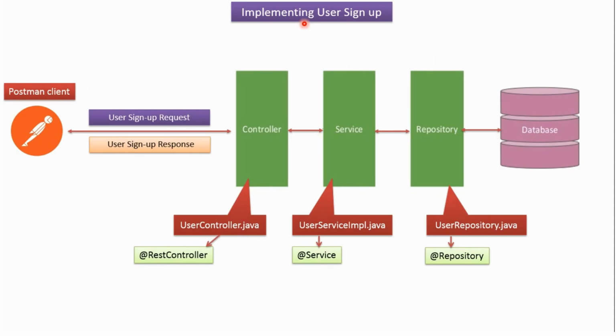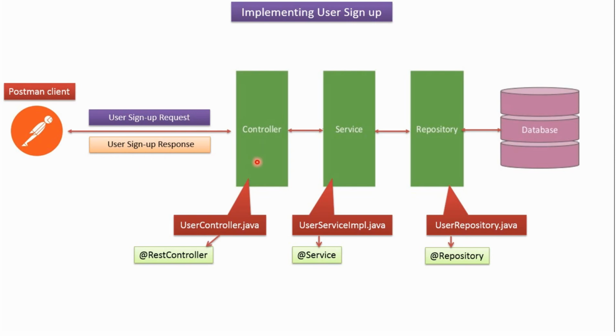Now we will see implementing user sign up, and here you can see the Postman client which sends user sign up request to the controller. User sign up request is nothing but user create request, and request reaches the controller. Controller sends user create request to the service layer, and service layer sends user create request to the repository layer, and repository layer saves user information in the database, and once it is successfully saved, user sign up response will be sent back to the Postman client.